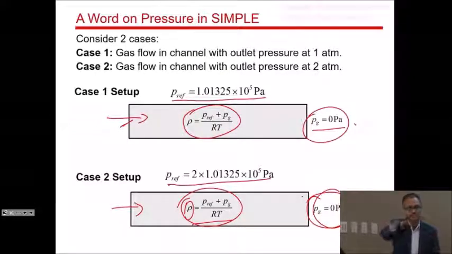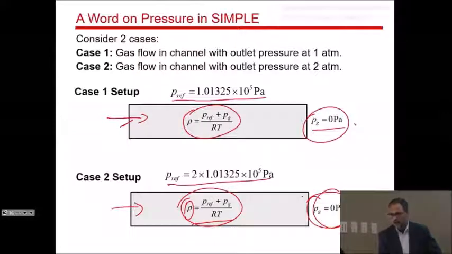The inlet pressure may be 1 atmosphere plus 0.002 atmospheres at the inlet. The same thing will happen for the other problem. You'll get 2 atmospheres plus 0.002 at the inlet. Identical solution. There's no difference, because you've kept your density constant also.